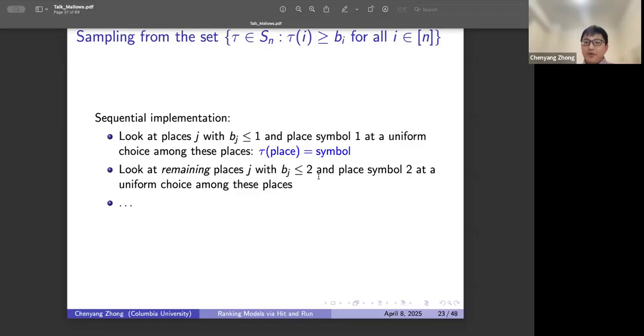And we can just continue, and you can see that once we run those sequential steps n times, we would sequentially determine which j would be mapped by tau to 1, 2, up to n. So this would uniquely determine a permutation. So that's how we can draw tau from this set. And it can be checked that the tau generated, implemented in this way, follows exactly the uniform distribution on this restricted set of permutations.